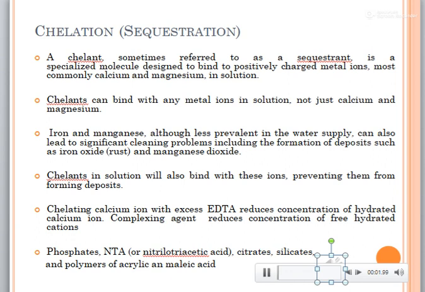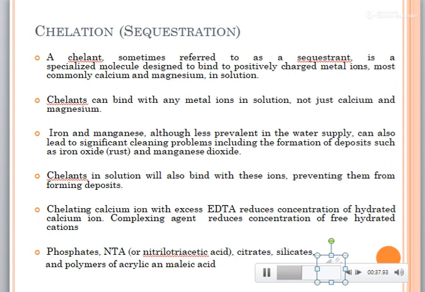Chelation. A chelate, sometimes referred to as a sequestrant, is a specialized molecule designed to bind positively charged metal ions, most commonly calcium and magnesium ions in the solution. By binding them with a chelate, you prevent these minerals from forming insoluble precipitate on the surface of your walls or your shower head. Chelates can bind with any metal ions in the solution, not just calcium and magnesium. Iron and manganese also bind with the chelate.